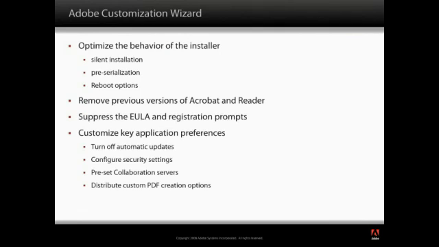Basically, the customization wizard creates a transform file for the MSI installer that'll allow you to optimize the behavior of the installer. So you can set it up to silently install, pre-serialize the software, and adjust the reboot options. You can also tell the installer to remove earlier versions of Acrobat or Reader back to version 6, suppress the display of the end user license agreement and registration prompts, and adjust key application preferences. I'll be demonstrating that in just a moment.